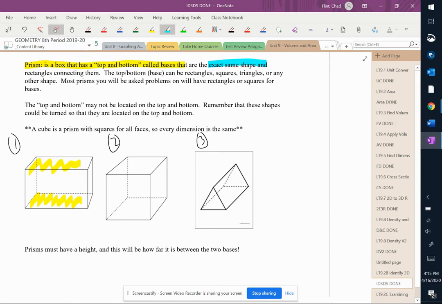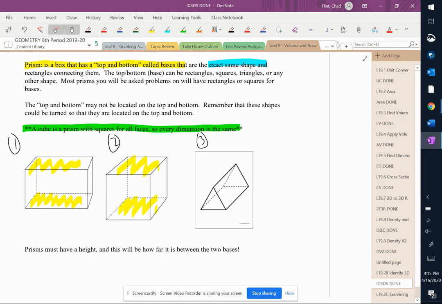So let's take the second one here. If you look down at this statement, it says a cube is a prism with all squares as faces, so every dimension is the same. This is supposed to be an example of a cube. Again, top and bottom, they could be this and this, or you could turn that cube any way you want, and the sides could be tops and bottoms.